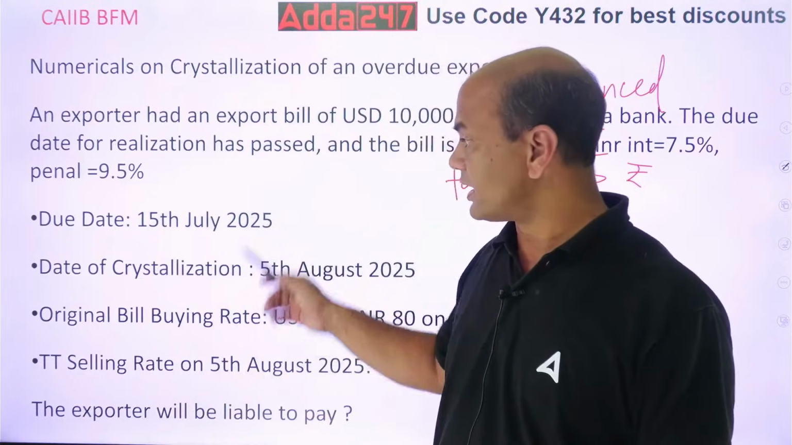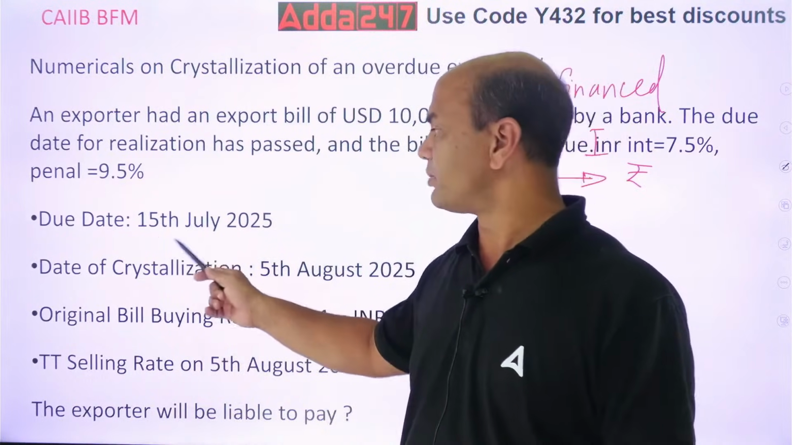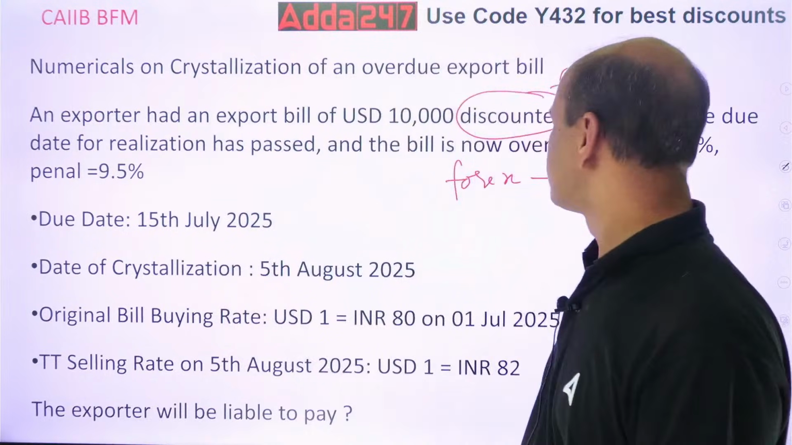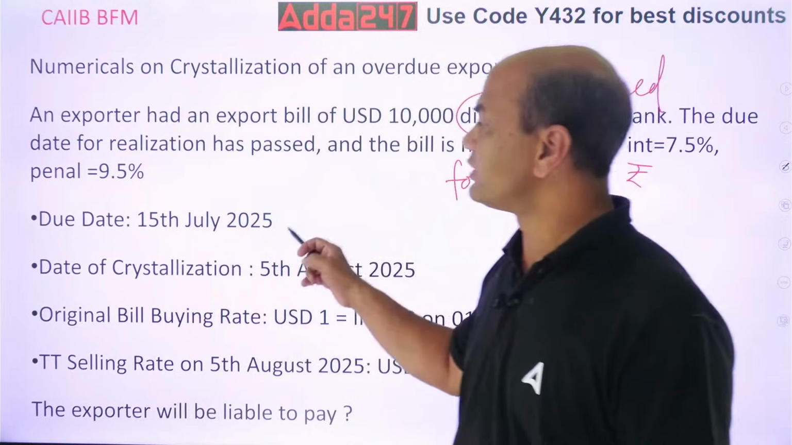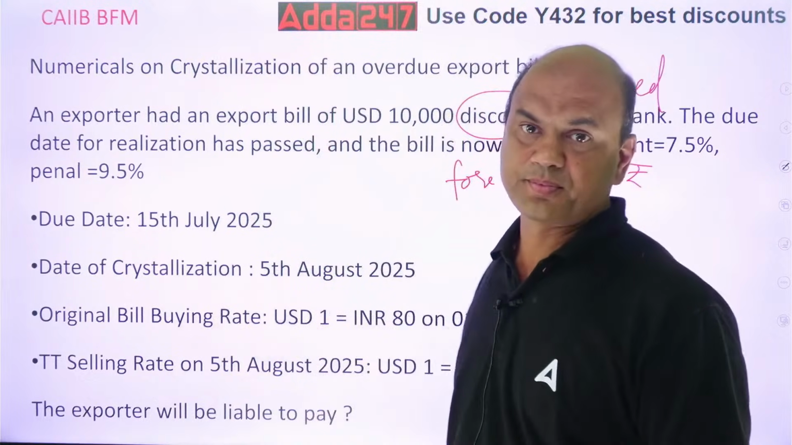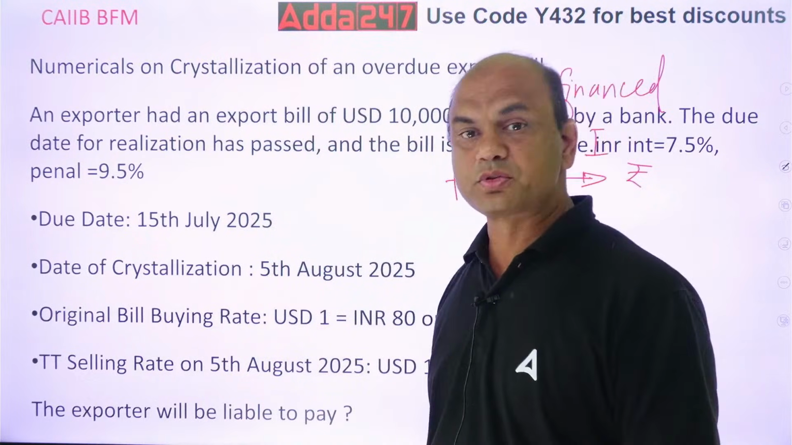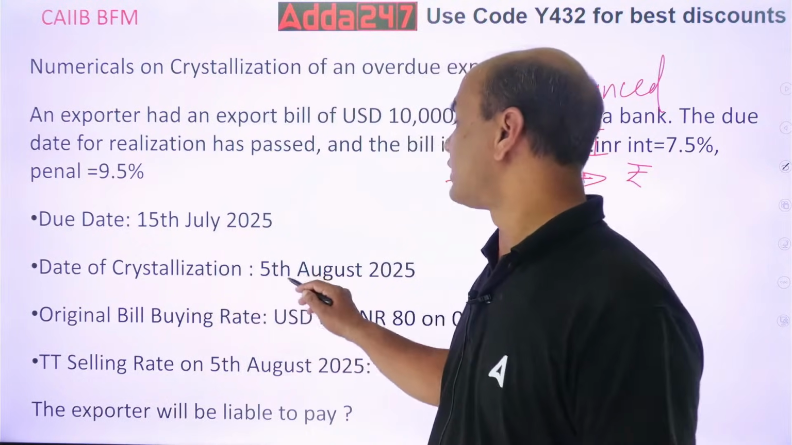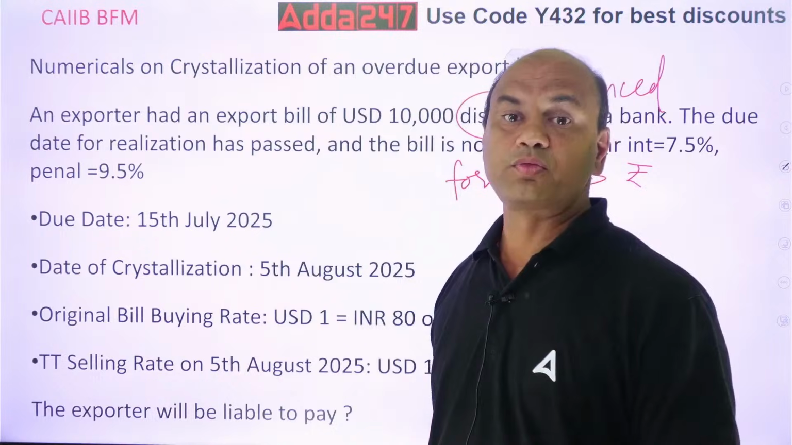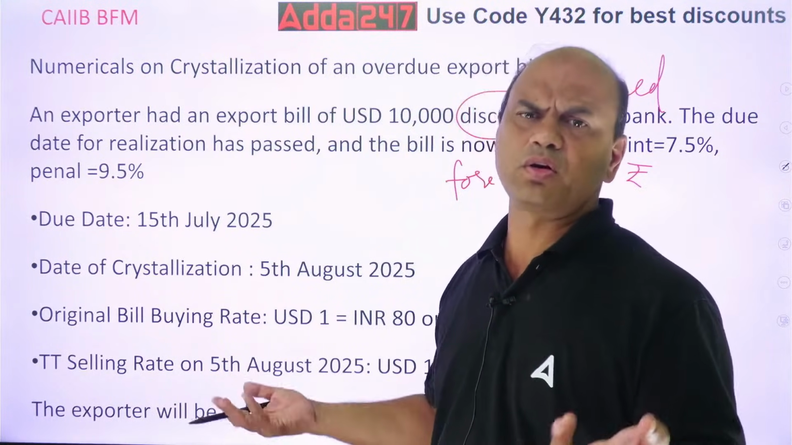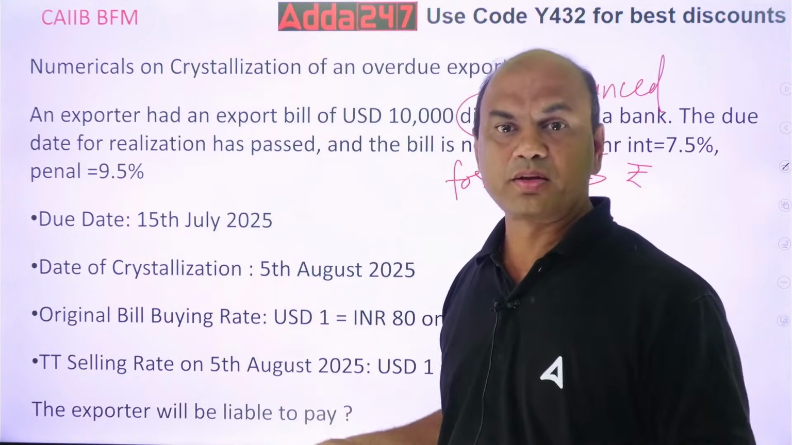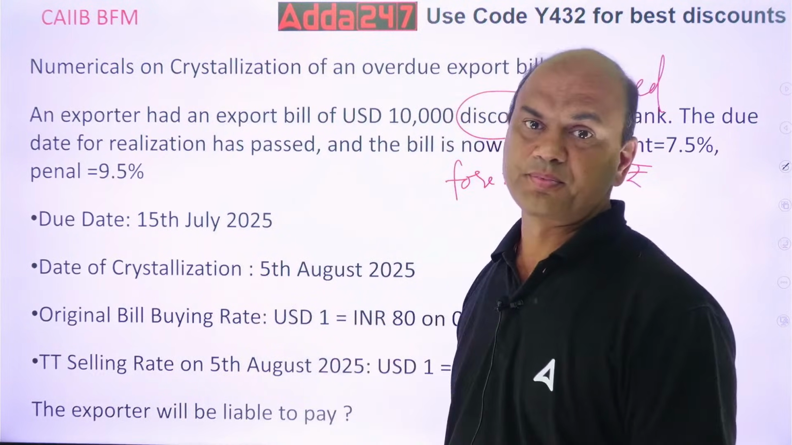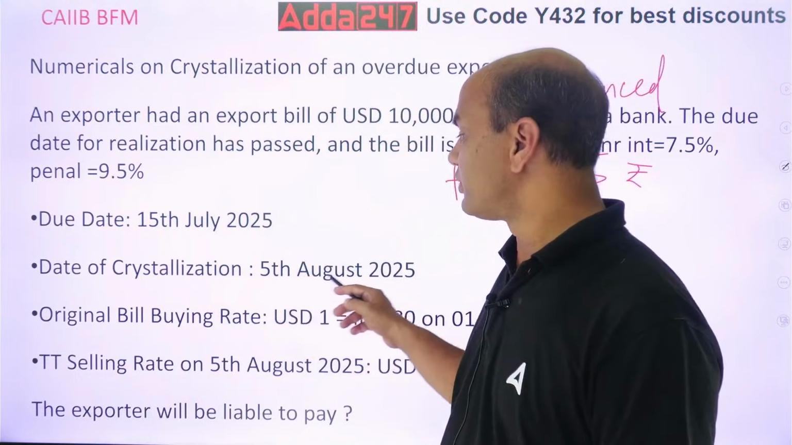Now what are the details? Due date of the bill was 15th July. So on 15th July the buyer was to pay. Okay. Date of crystallization is 5th August. The buyer has not paid. So the bank has to convert it to the rupee liability. So the bank has converted it on 5th August.